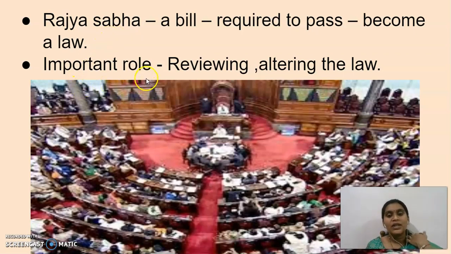See, an important role is reviewing and altering the law. So when a bill is introduced, all the people will be discussing and debating the advantages and the disadvantages of that particular bill. When at least a minimum of half of the people of the Rajya Sabha accept it, then it will be passed and then it will become a law. And one more important role is reviewing. They will be reviewing the advantages and the disadvantages of that law, and if any changes are required in that particular law, they can make them.